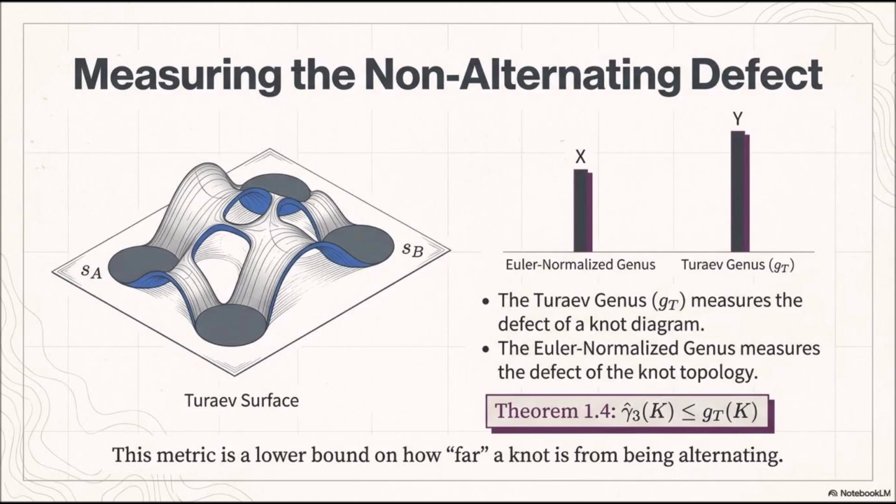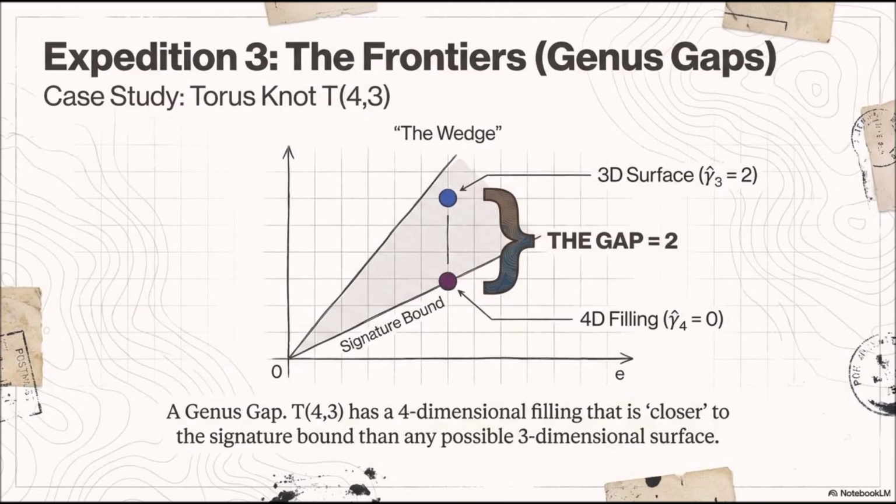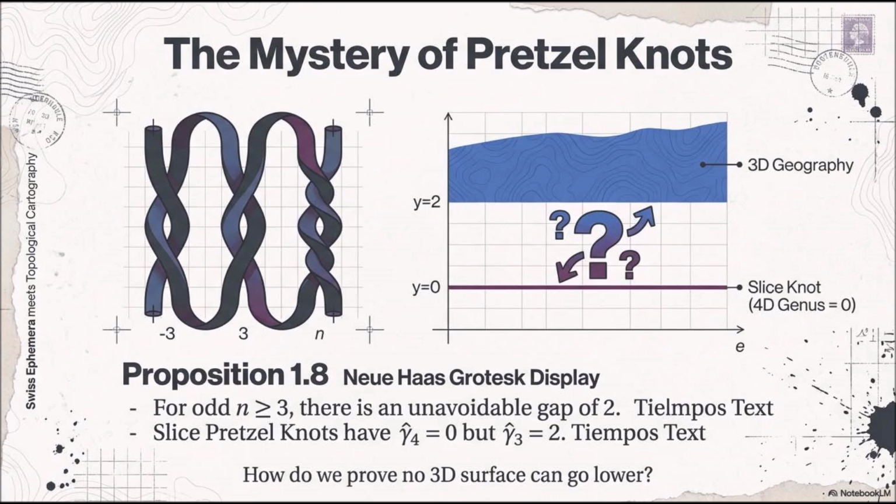Imagine 2 V-shapes on a graph. If they're centered at the same spot, they overlap perfectly, and the bottom of the safe zone is at height 0. But if one is shifted relative to the other, if the signature and the upsilon invariant disagree, then the safe zone, the intersection, gets pushed up. Any valid surface must be high up enough to be in both wedges. That minimum required height is the Euler-normalized genus.